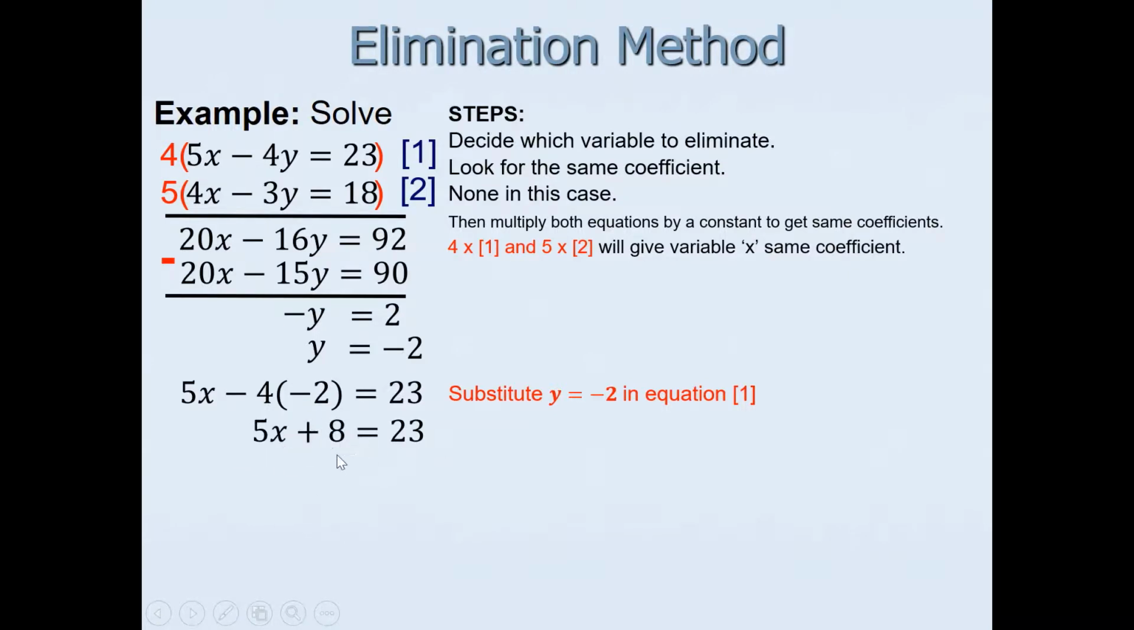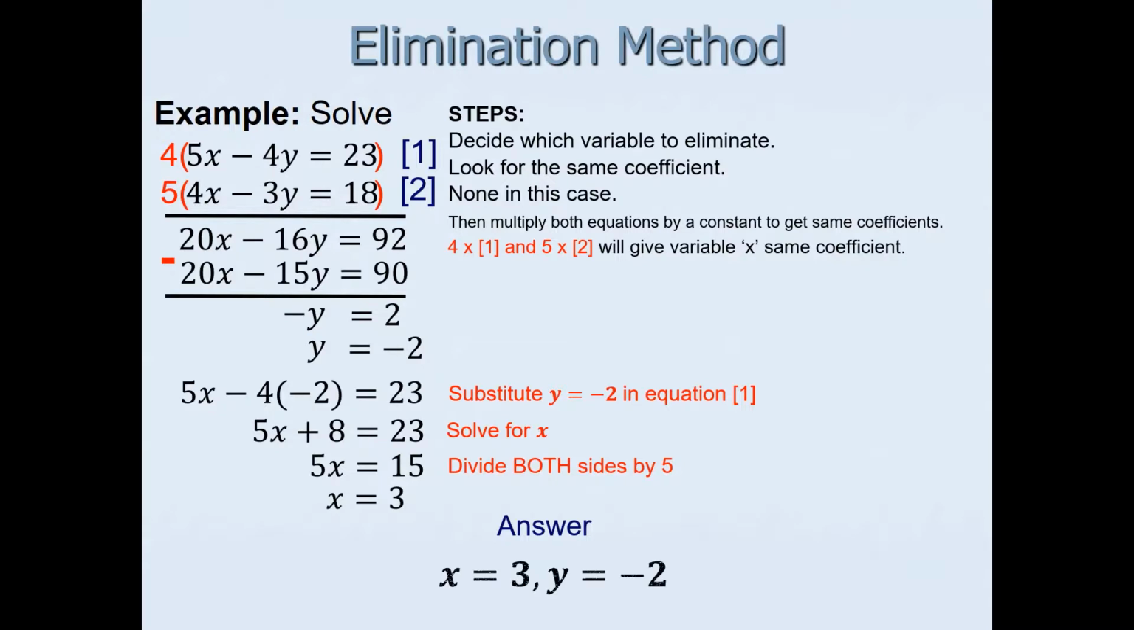Then we move 8 over, so we try and solve for x. So 23 take away 8 is 15. So 5x equals 15. Divide both sides by 5. That will give you an x value of 3. And there you have it. We've got the final answer. x is 3 and y is equal to -2.